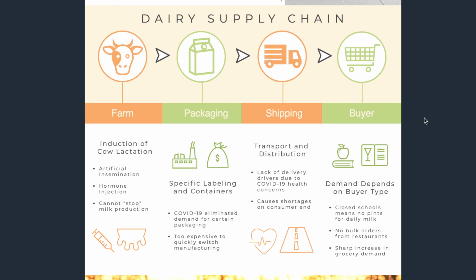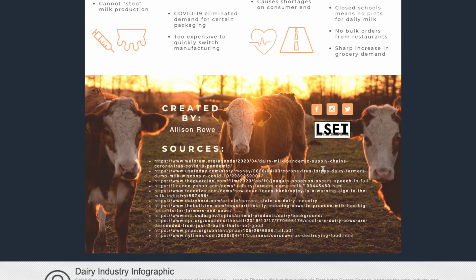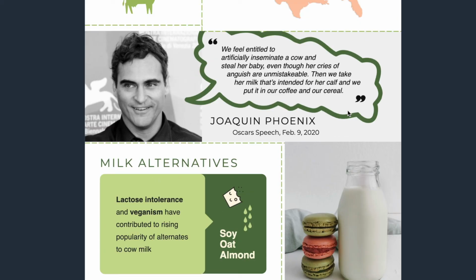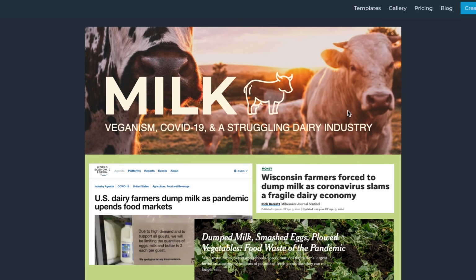And it's really all due to these central two steps of packaging and shipping, and how packaging that goes to restaurants has been stopped, and the type of packaging for school lunch milk has been stopped. And it's incredibly expensive to then have to switch over to the production for grocery stores. And then finally, these are some sources, and again, everything is linked back to the Latham Science pages so that anyone who is interested can go back and view those.